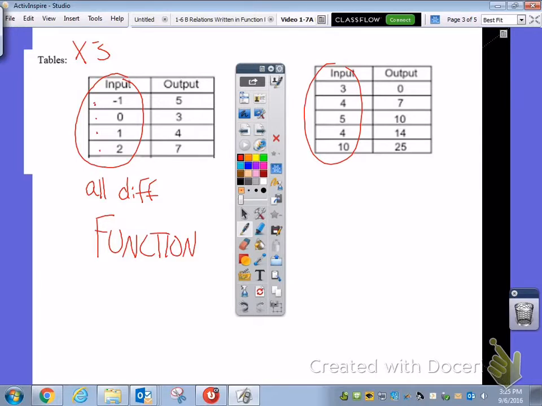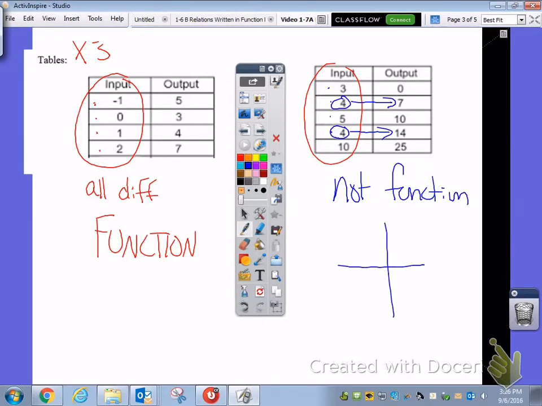On this table, 3, 4, 5, 4. Oh, here's a 4 and here's a 4. See, 4 goes with 7 and 4 goes with 14. I can't do that, so this is not a function. If the x's repeat, then it's not a function.